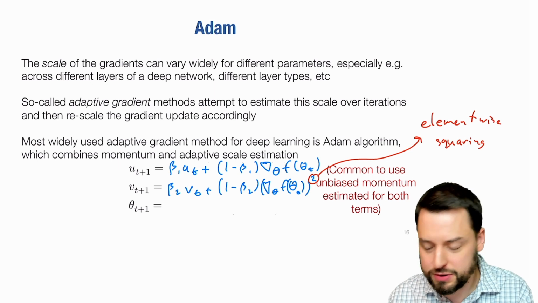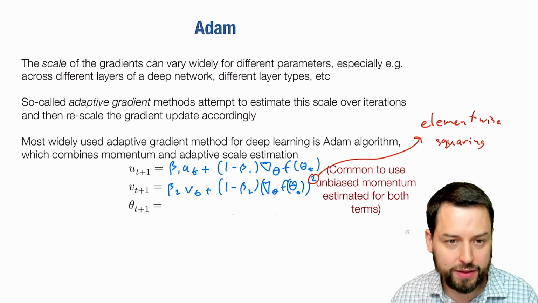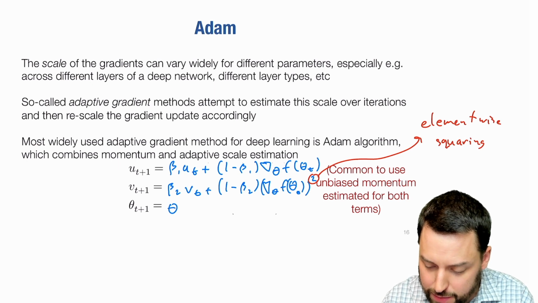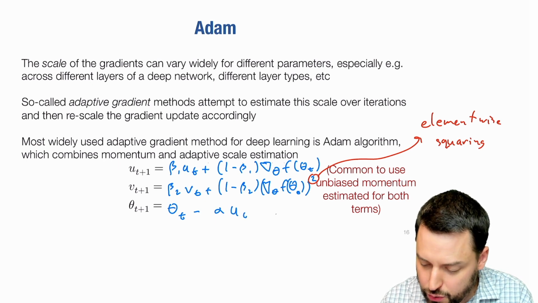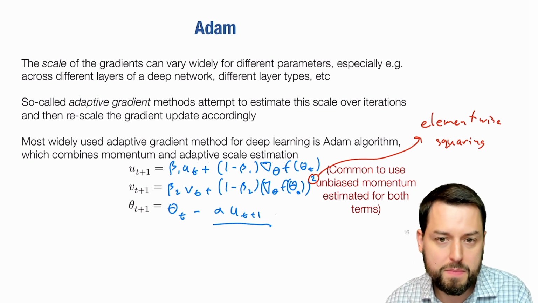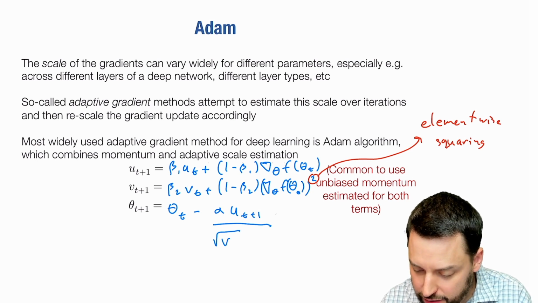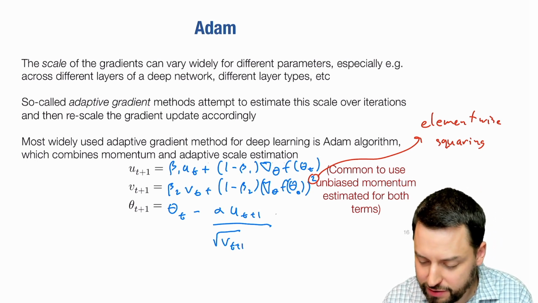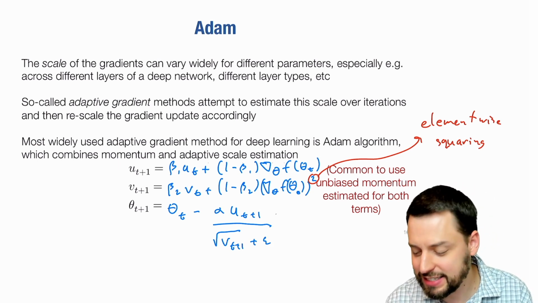Now we're going to scale our momentum terms, our u terms, by their respective magnitudes as captured by the v terms. In other words, the final update for Adam says that theta_{t+1} equals theta_t minus our step size alpha times u_{t+1} divided by the normalized magnitude, which you get by taking the square root of v_{t+1}. And because we don't want to divide by zero if that happens to be zero, we'll add an epsilon. You could add the epsilon inside the square root or not, but the convention is to not add it inside the square root.